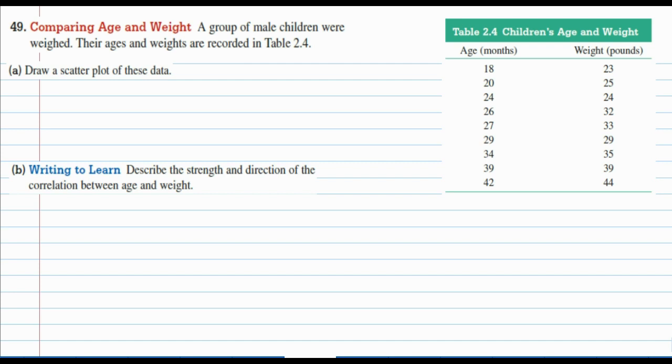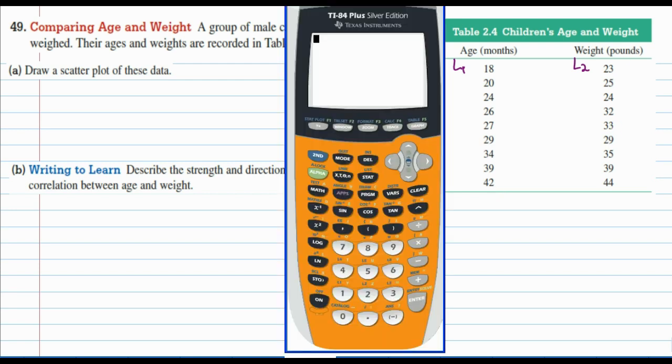Now the try problem for example 3 is number 49, comparing age and weight. So a group of male children were weighed. Their ages and weights are recorded in table 2.4. So I put their age in L1 and their weight in L2. So their age would be the X values, the weight would be the Y values. Draw a scatter plot of these data. Don't mind if I do.